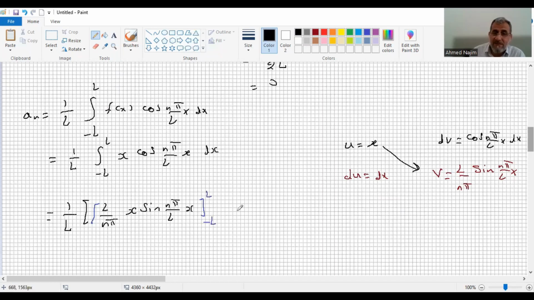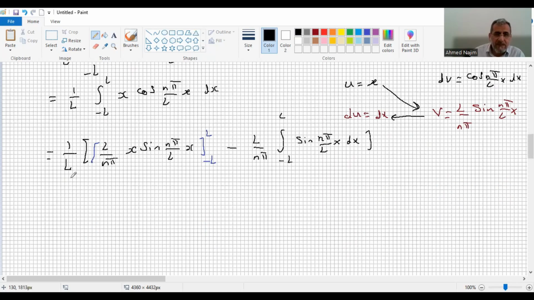Then minus ∫V du. V du, integral by parts. So the integral of V du, if we multiply V by du, the constant will be out: L over nπ, and the integral of the multiplication V du, so we have only the integral of sine(nπ/L x) dx from negative L to L, and all multiplied by 1 over L.